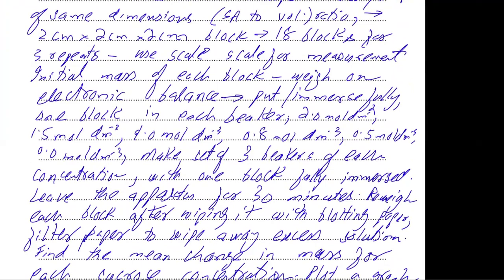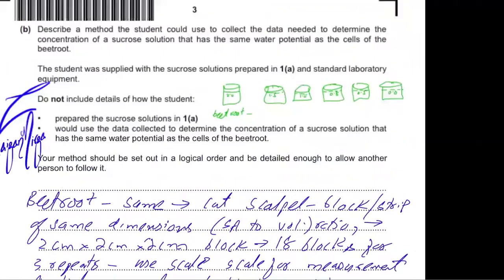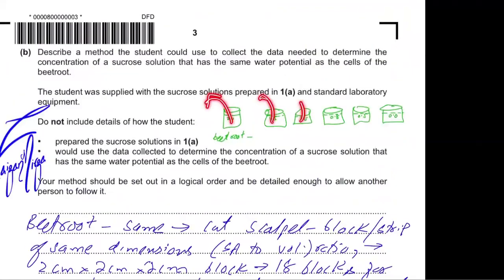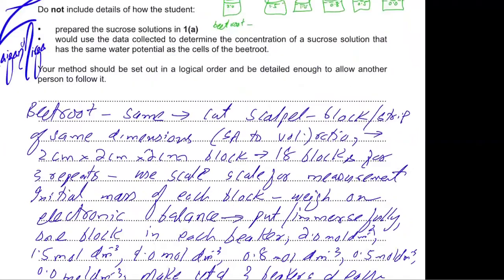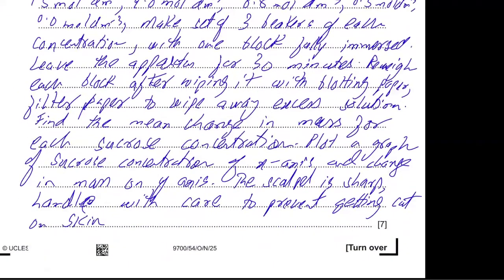I leave this apparatus for 30 minutes, and after 30 minutes, I'll take out all the blocks from each of these and reweigh them. When I reweigh them, I'll find out the difference in the mass because they might have absorbed water, or they might have let the water go out. So I'll find out the mass after 30 minutes. I'll wipe the blocks with filter paper to remove the excess solution. For each sucrose concentration, the mean change in mass will be calculated. I'll plot a graph of sucrose concentration on the x-axis and the change in mass on the y-axis.